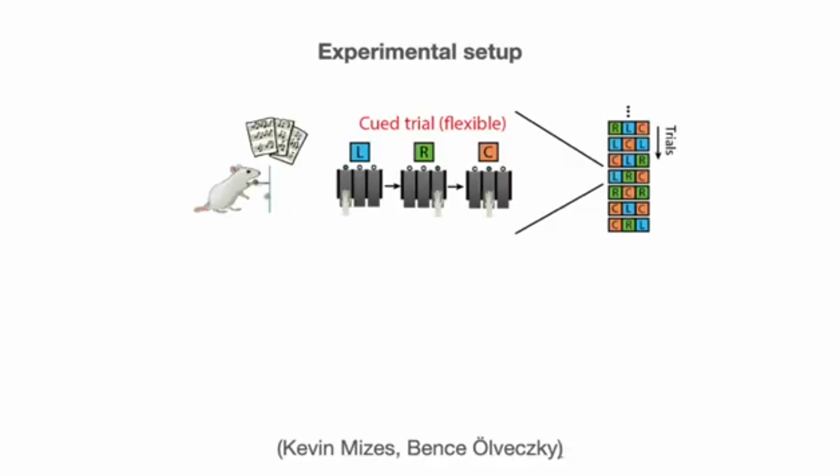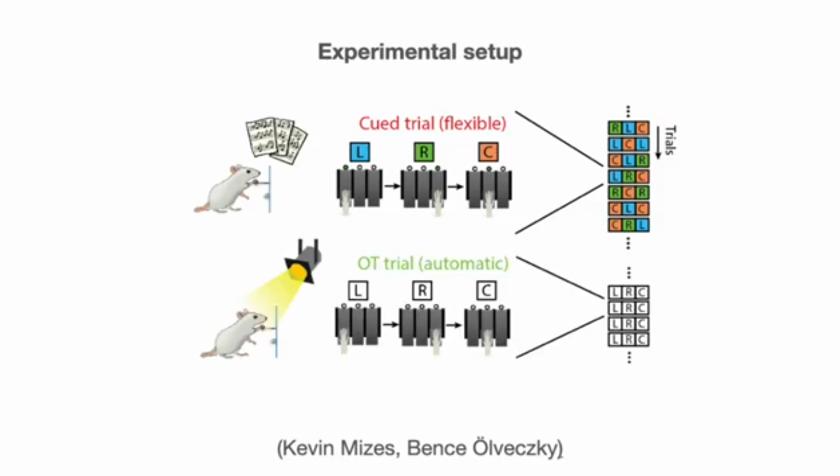So in the experimental design, rats were rewarded for pressing levers on a 3-key piano in a prescribed sequence. Rats were trained to execute sequences of 3 lever presses in 2 different kinds of sessions. In flexible or cued sessions, visual cues indicated the order of the lever presses to be performed, and the order varied from trial to trial. In automatic sessions, rats were trained to repeat a single uncued sequence over and over. This overtrained automatic sequence was kept consistent for each rat.